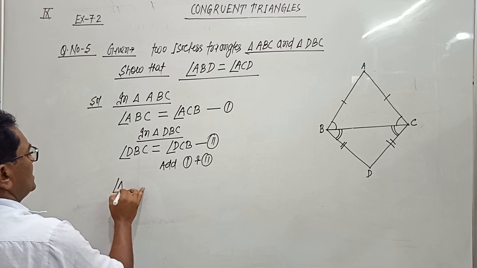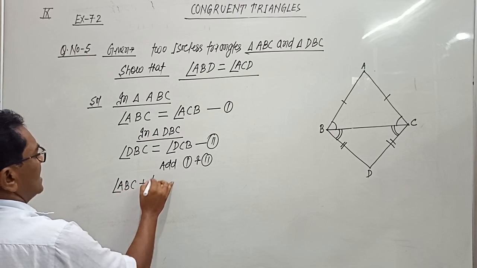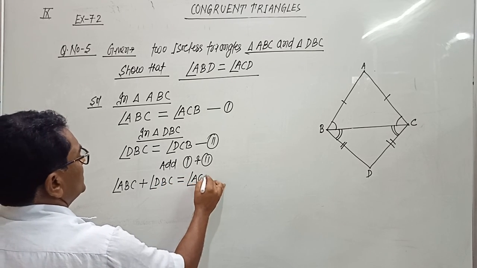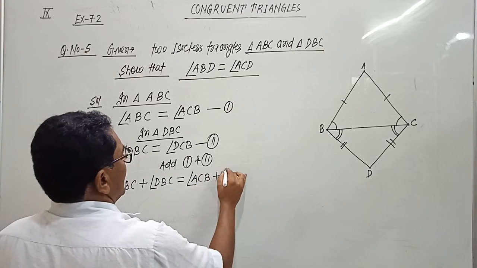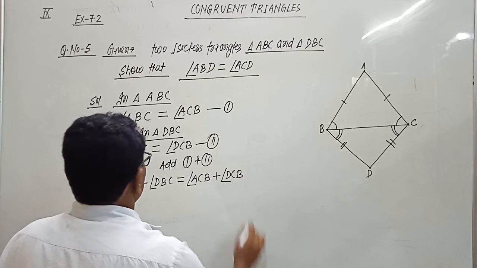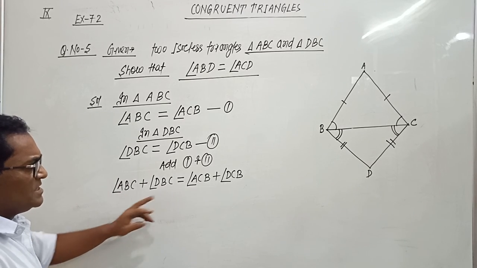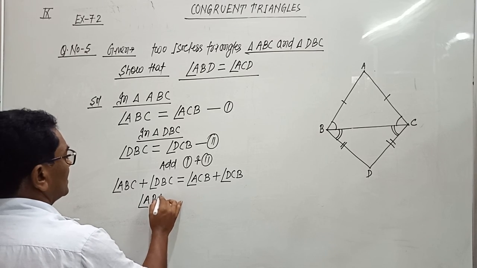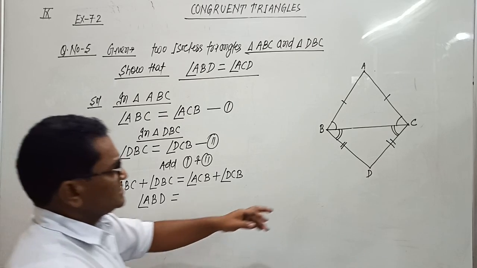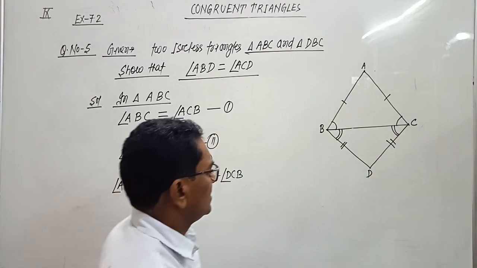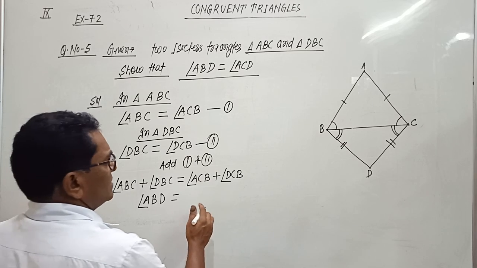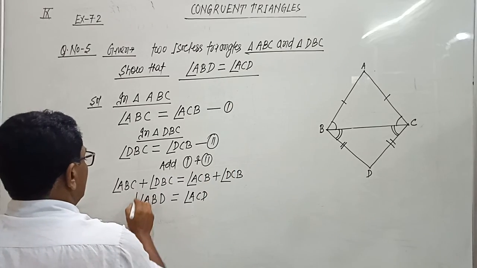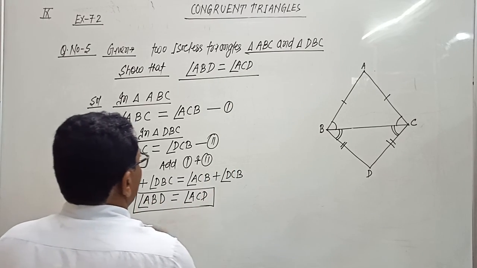So angle ABC plus angle DBC equals angle ACB plus angle DCB. ABC plus DBC becomes angle ABD, and ACB plus DCB combined together becomes angle ACD. So we have proved that angle ABD equals angle ACD.